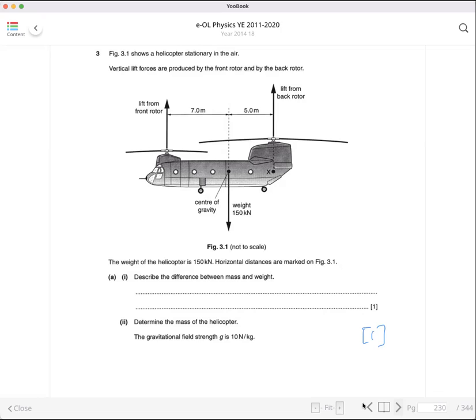Okay, Yu Ting, well done. Yu Ting, you got both correct. Bei Kwan, what's your answer? Okay, well done. Bei Kwan, what's your answer for part 1? What's the difference between mass and weight?